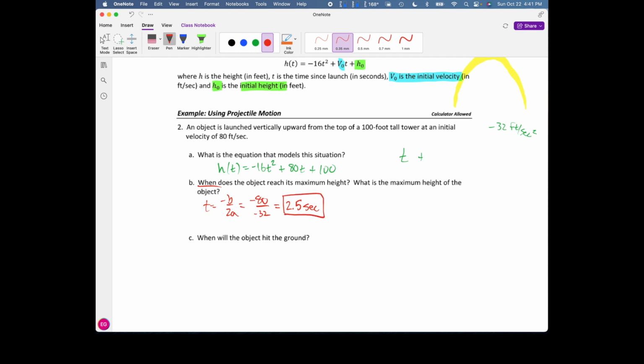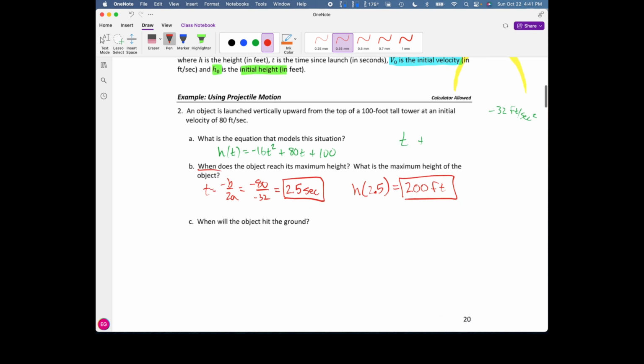Okay, so when will it reach its maximum height? At 2.5 seconds. Now, what is that maximum height? We're going to do h of 2.5. And then again, you'll just use your calculator to type this in. So we would do negative 16, parentheses 2.5 squared, plus 80 times 2.5 plus 100. I'm just being a little lazy and not switching over to type in my calculator. But you should get 200 feet there. Don't forget your units.